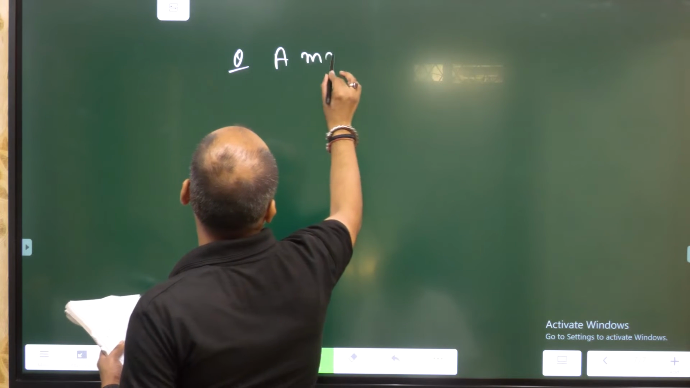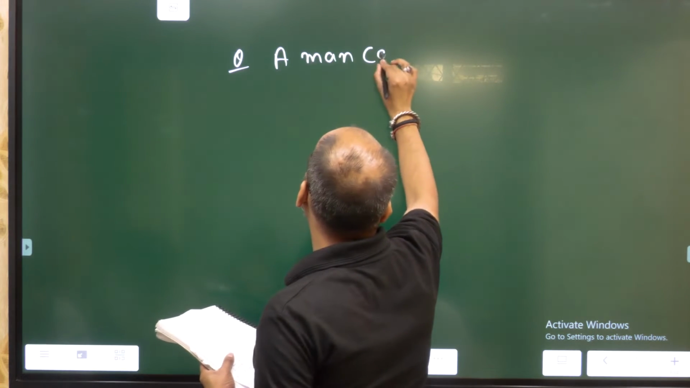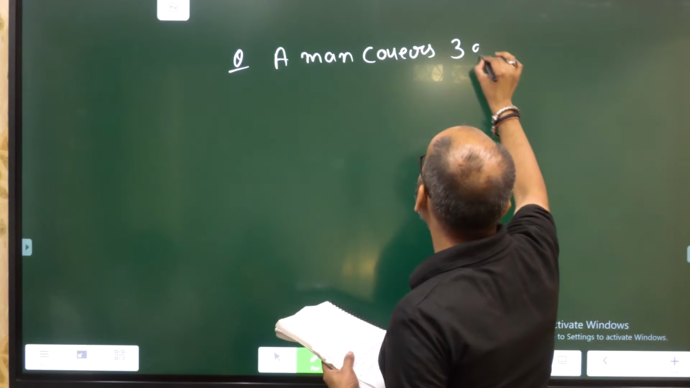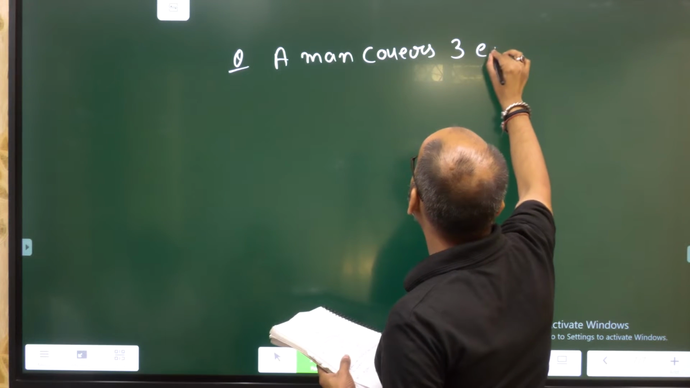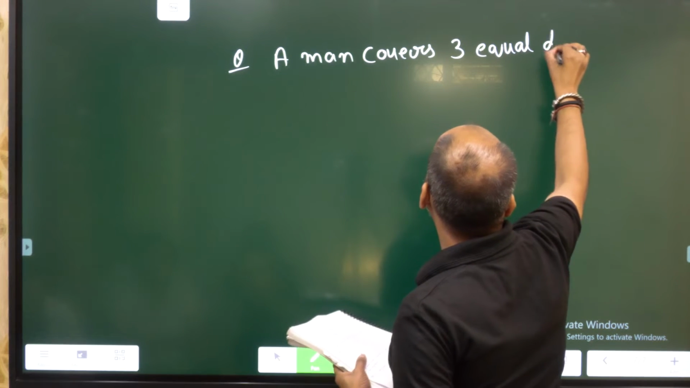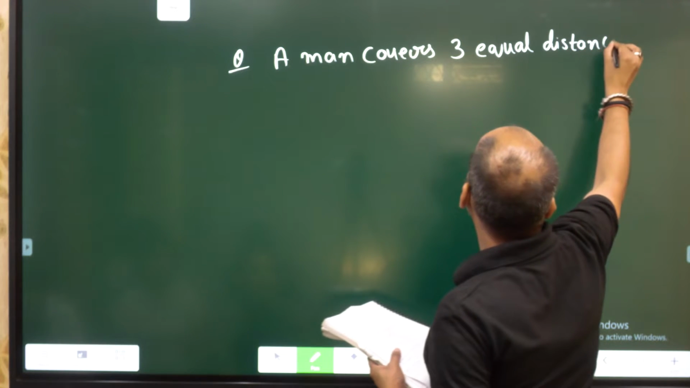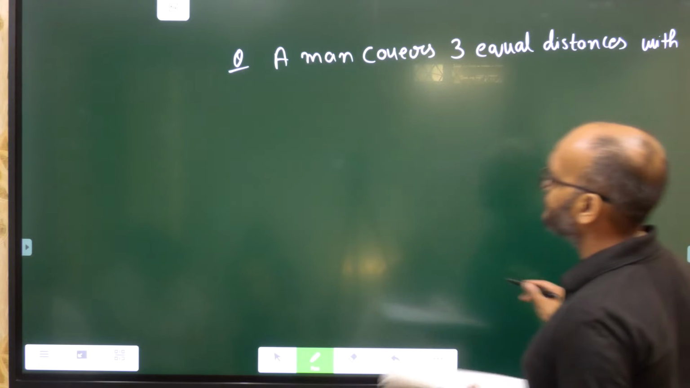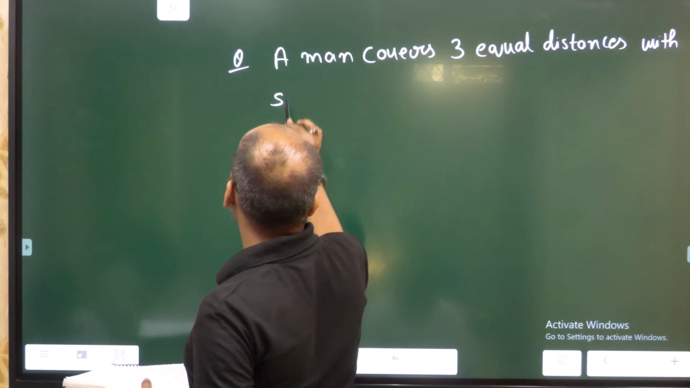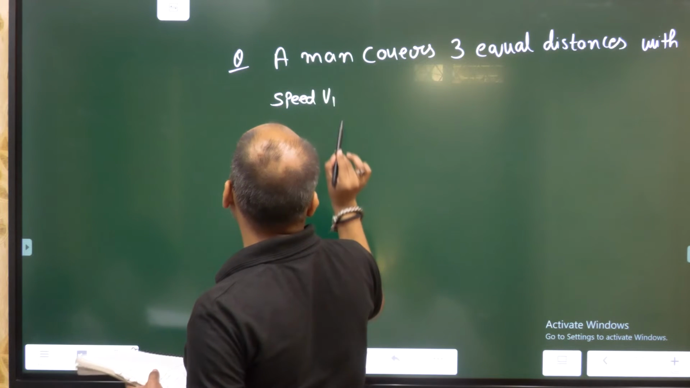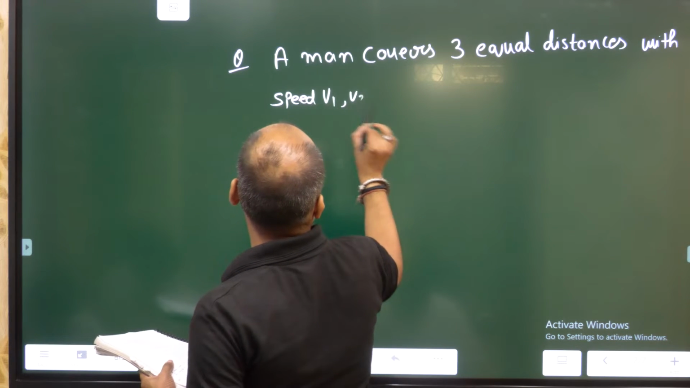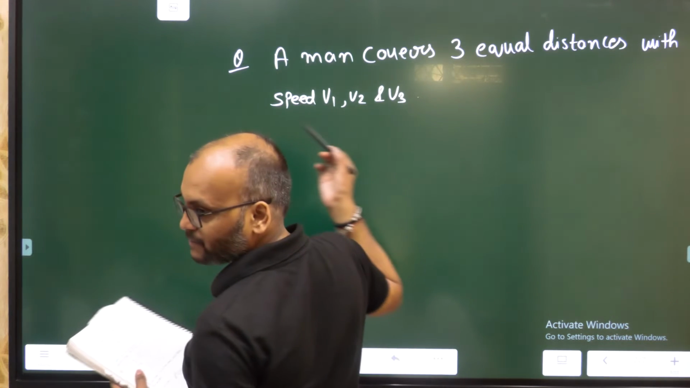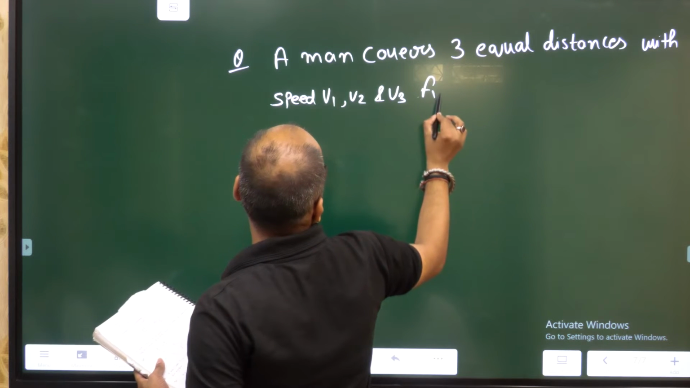A man covers three equal distances with speeds V1, V2 and V3. So find the average speed. Very good. Everyone find it fast.